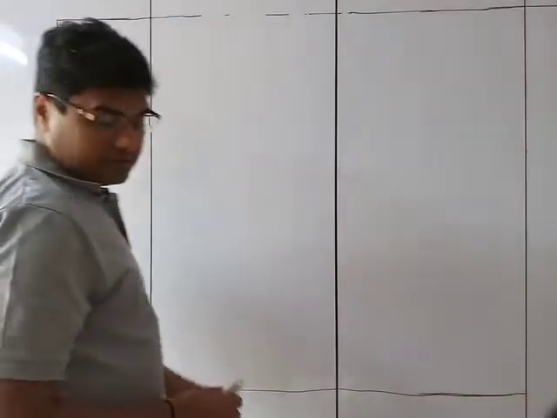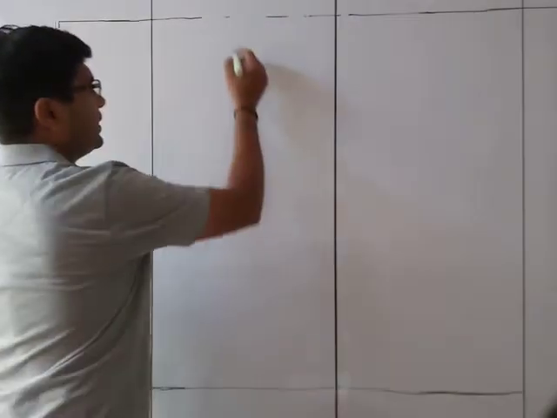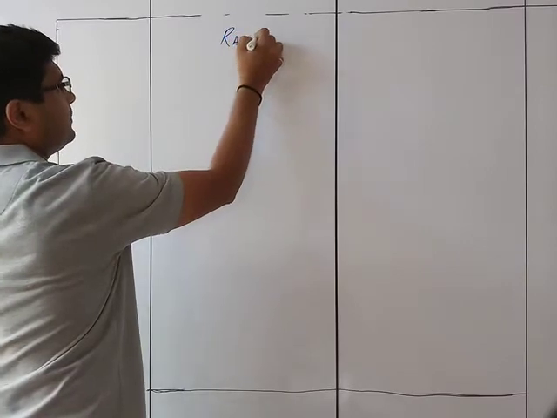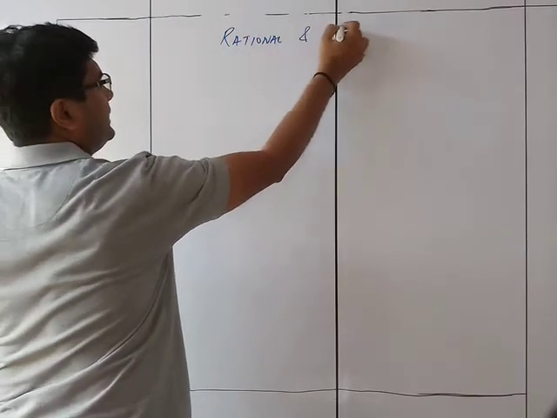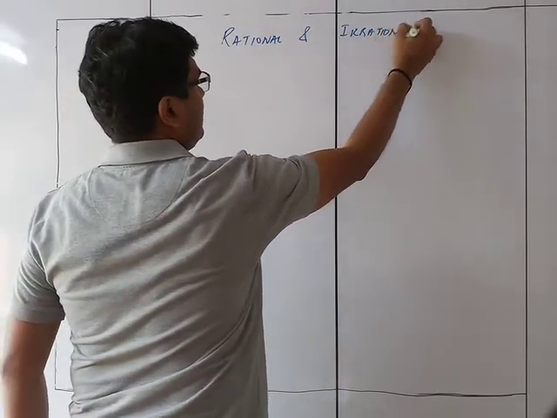Okay, now what we are going to see is the first chapter of the 9th standard maths, rational and irrational numbers. So we have got the question: rational and irrational numbers.